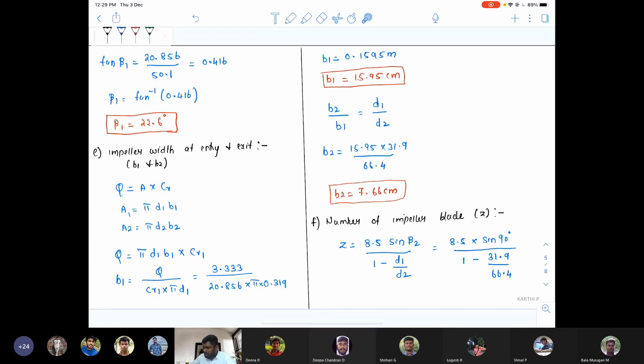The value of sine 90 is equal to 1, and substituting this value, on calculation we get the value of Z is equal to 16.35, and approximately you can write the value of Z is equal to 17. Therefore, the number of blades is equal to 17, and this sine 90 is, since it is a radial impeller, the value of beta 2 will be equal to 90 degree.